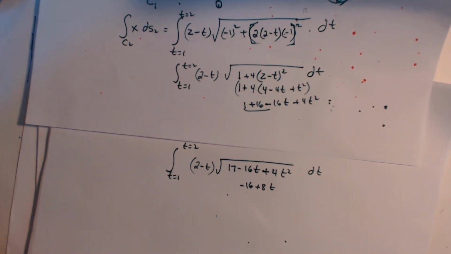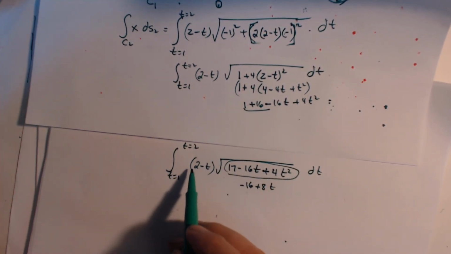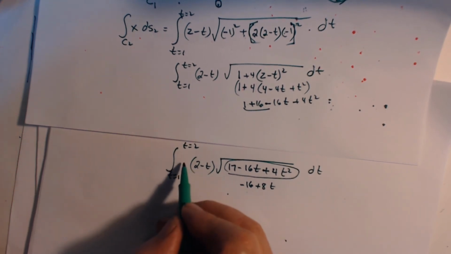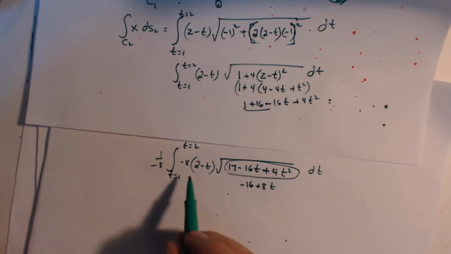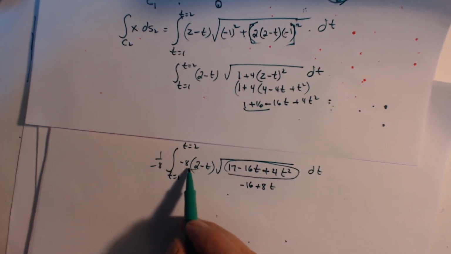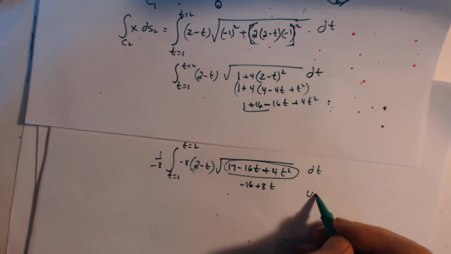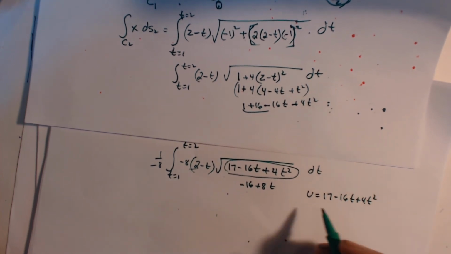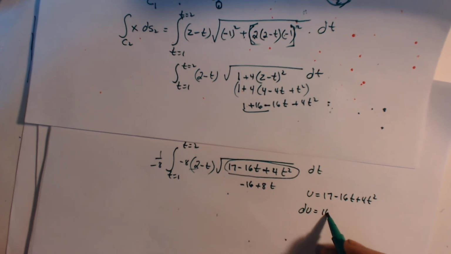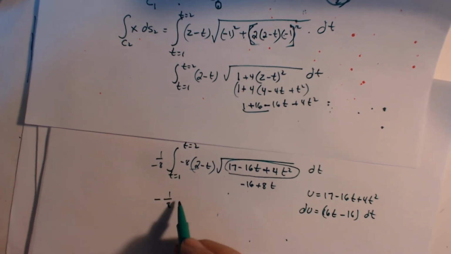I have that outside. Therefore, if I take this one as u, my du is outside, but I need a negative 16 plus 8t. What happens if I multiply by negative 8 and divide by negative 8? Is that negative 16 plus 8t? 100% right. Therefore, if I take my u to be 17 minus 16t plus 4t squared, your du is 16t minus 16 dt. Okay, I have negative 1 over 8.